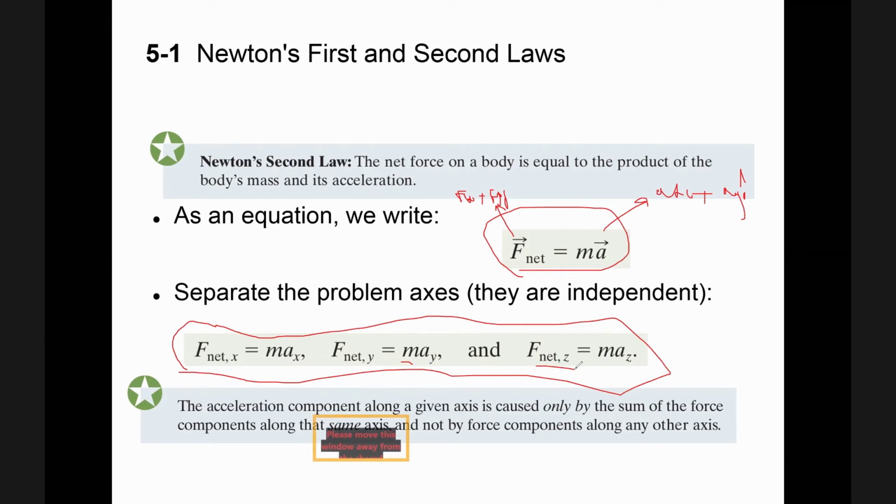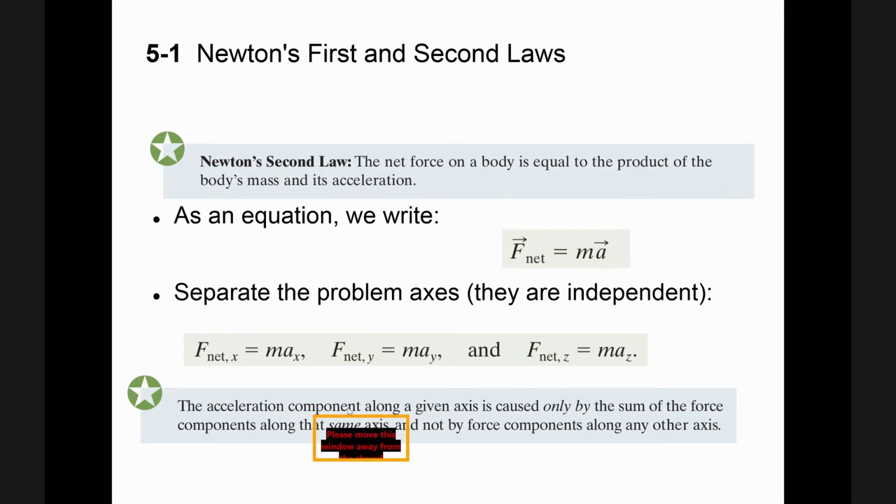Maybe the net force on the x equals 0, which means the acceleration on the x equals 0, but maybe it has acceleration on the y, I don't know. This equation indicates that if an object doesn't have horizontal acceleration, it might have vertical acceleration. It depends. If F net x equals 0, it means ax equals 0. If F net y equals 0, it means ay equals 0. If F net z equals 0, it means az equals 0.